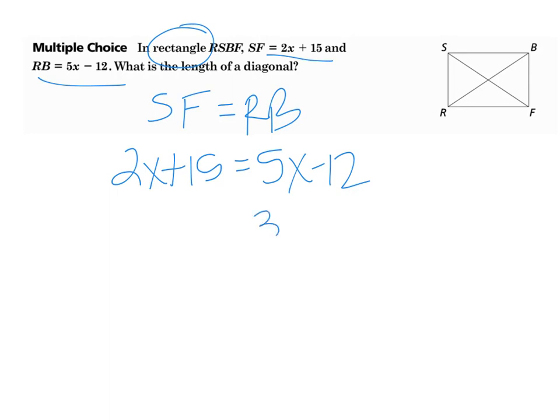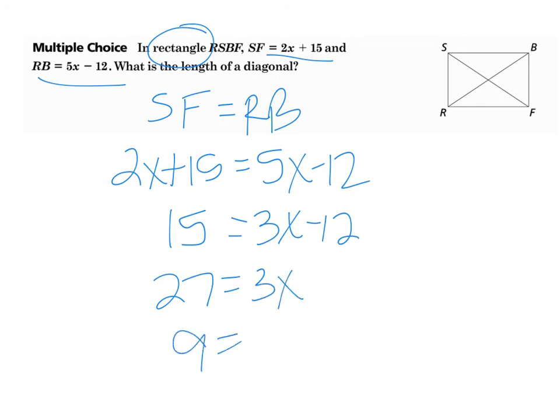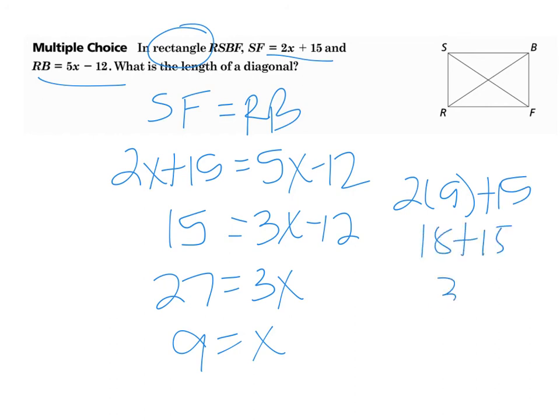Subtract the 2x over, you get 3x minus 12 on the right side, 15 on the left side. Add the 12 over, you get 27, and divide both sides by 3, and x is equal to 9. Take 9 and plug it in, 2 times 9 plus 15. That's 18 plus 15, which is going to be 33. Okay, so that's it.